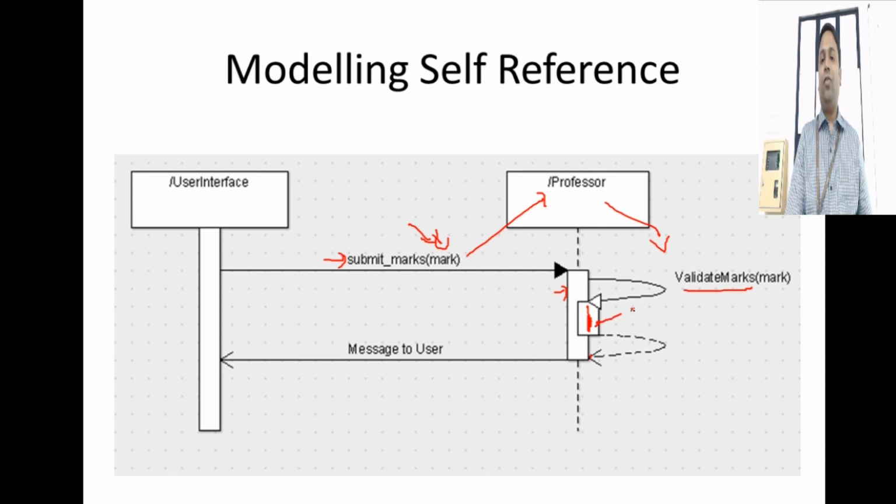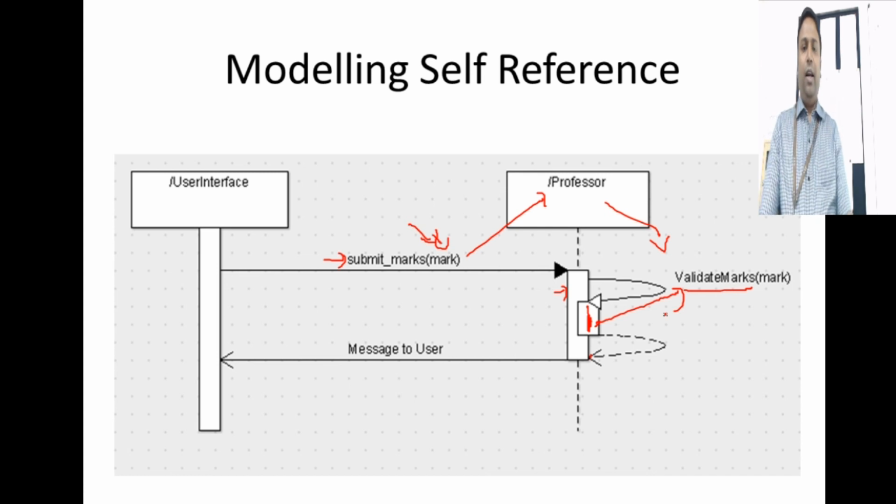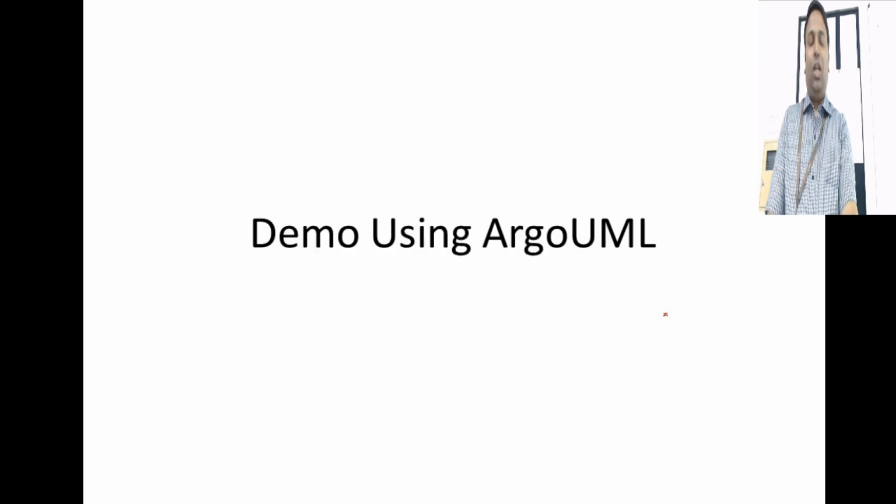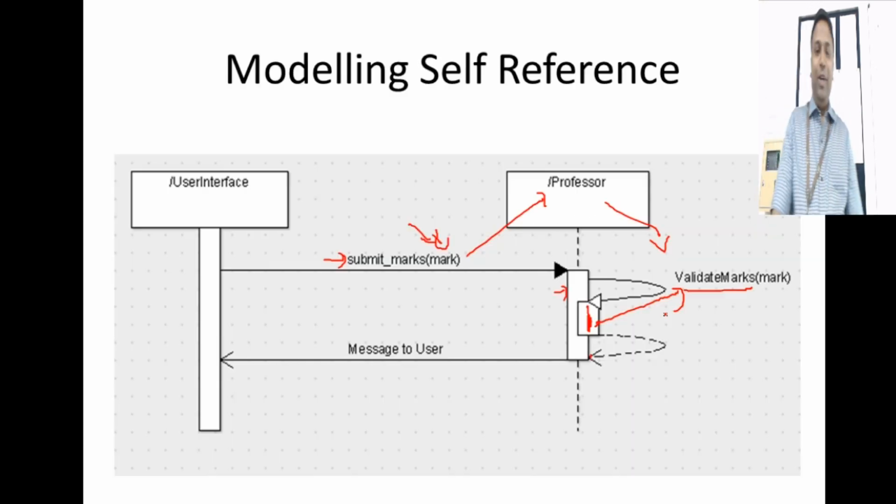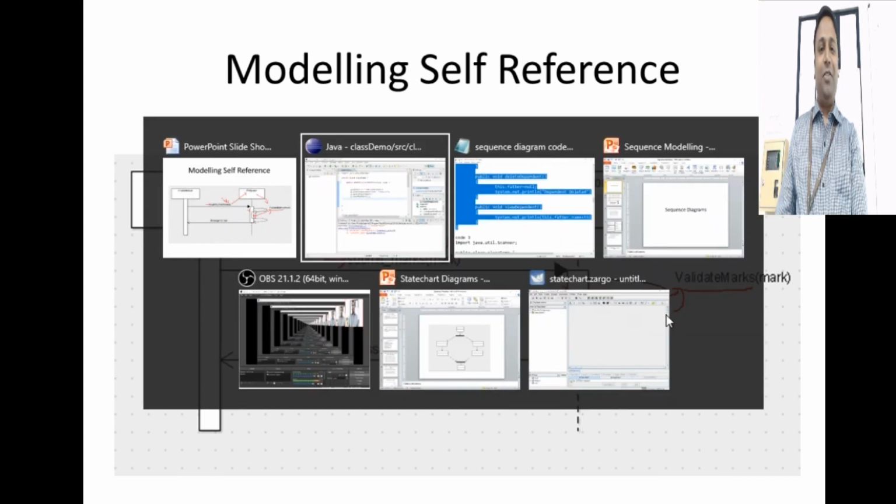So this activity is for submit marks method in the professor object. This activity is for validate. So that's it. The only thing is, in the exam you have to be a good artist to draw all these things. When you have Argo UML, life is very simple.